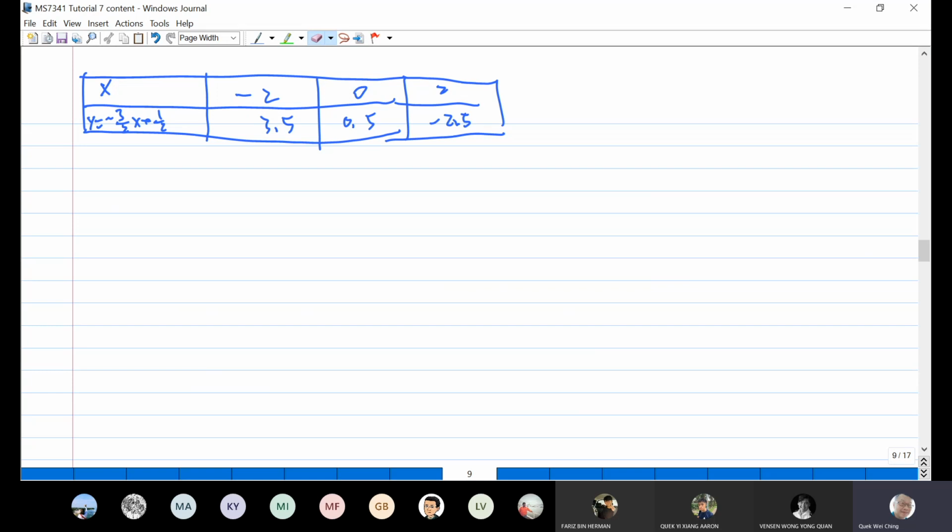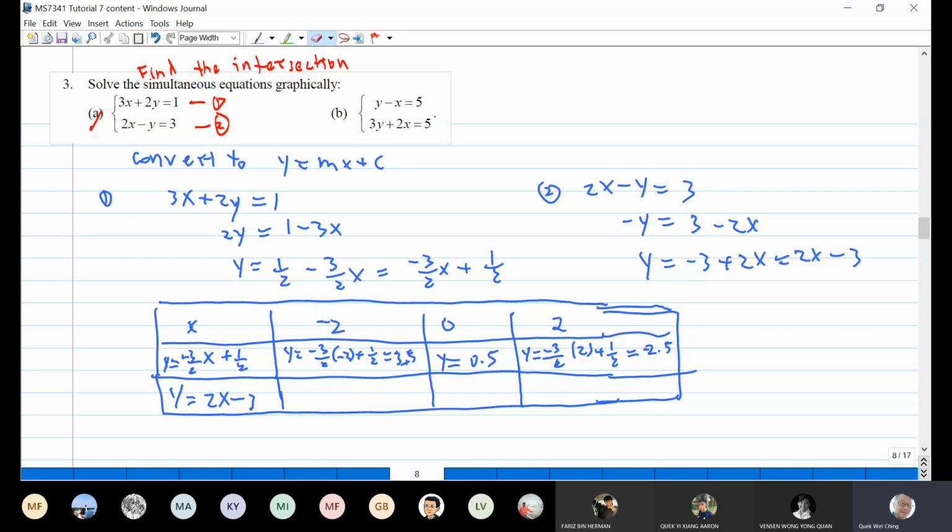So let's draw the graph. But I think I need to make sure that I get enough space when I do the second calculation. So second calculation here. That y equal 2x minus 3, right? So x equal to minus 2, you get 2 times minus 2, minus 3, you get minus 4, minus 3, minus 7. Okay, it's minus 7 here.